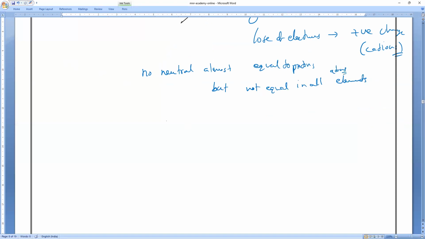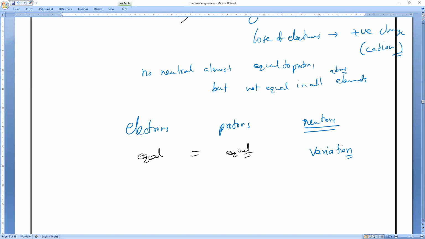So we have three things. Please remember. One is electrons. Next is protons. Next is neutrons. So there is only a little variation in neutron number, maybe one extra or one less. Always the number of electrons and the number of protons are equal. That is what is called the atomic number.